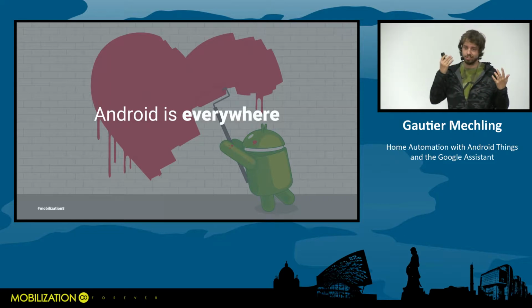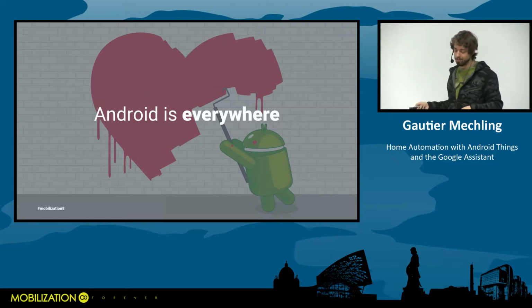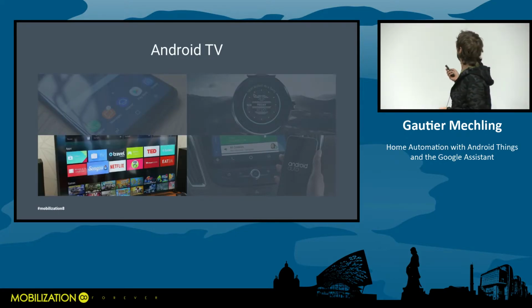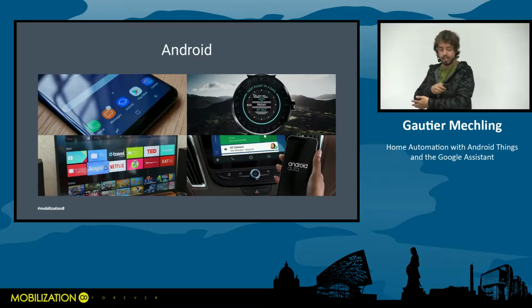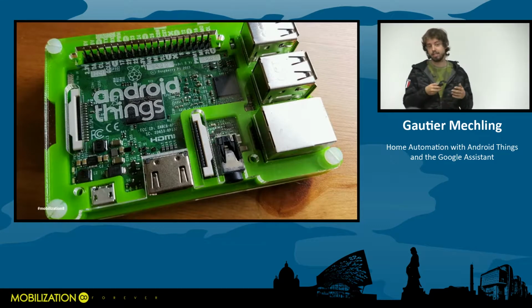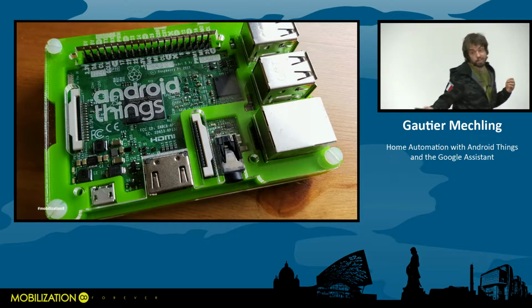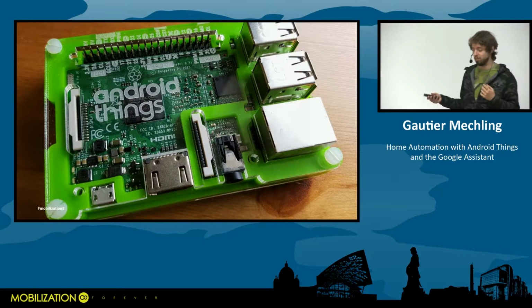And you know, it's really cool because now Android is everywhere, which is great because using the same knowledge, the same Android SDK, we can build apps for phones and tablets, watches, TVs, and cars. And now with Android Things, we are not limited to those types of devices anymore, because we can create any kind of Android-powered objects. We can invent new devices and write some Android code to control those.